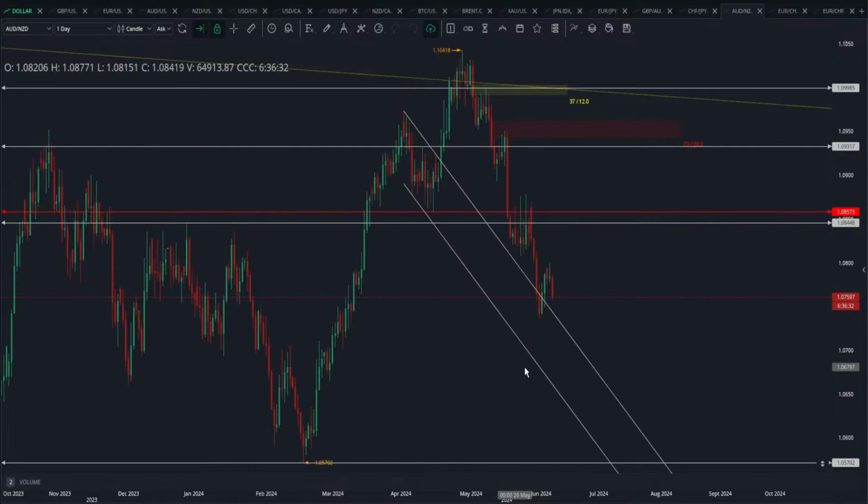Aussie New Zealand, we have already discussed. The price is slowly and steadily going towards 1.0570, and this is perfect. You should look for such price action.